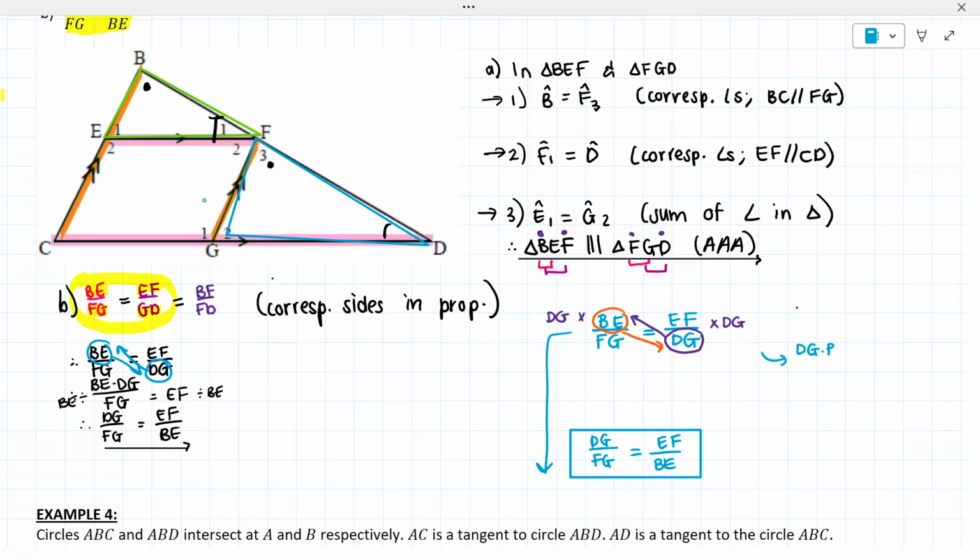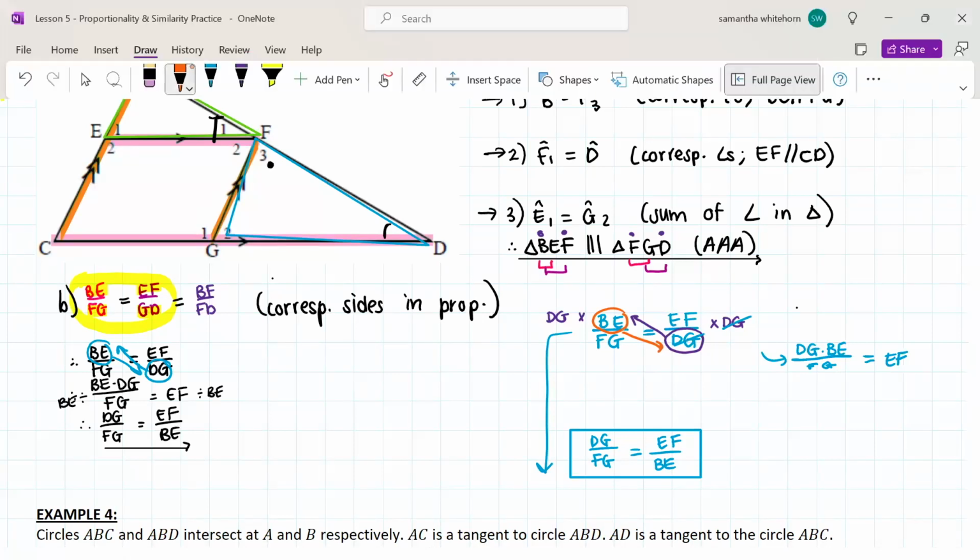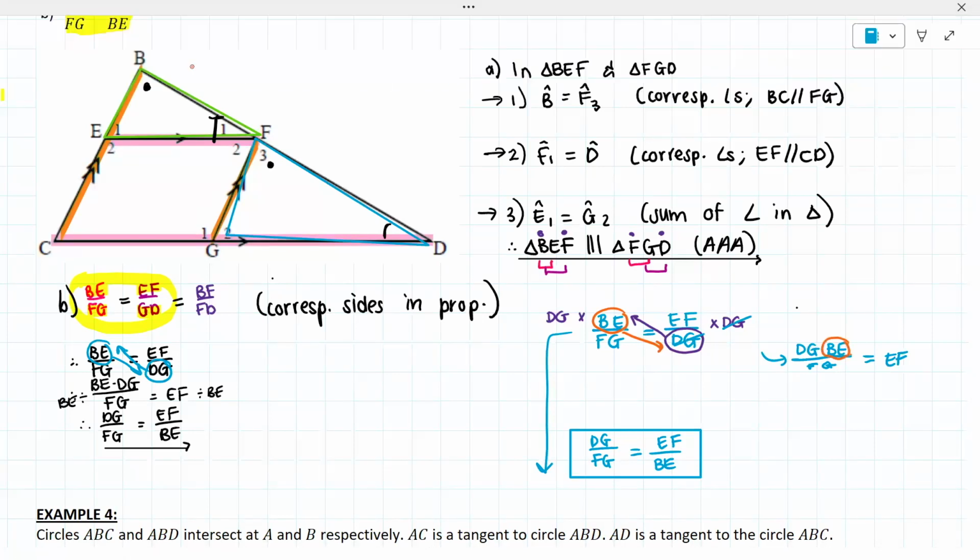DG times BE in the numerator, still over FG. But now because I've timed the DG away on the right-hand side, I just have EF on the right. Now what I want to do is I need to bring this BE and I need to bring it down. Now the only way for me to introduce something that's in the numerator into my denominator is to divide by BE. So if I divide by BE, BE divided by BE is gone. But I now need to divide on the right-hand side by BE.